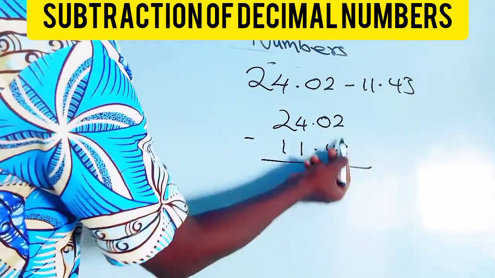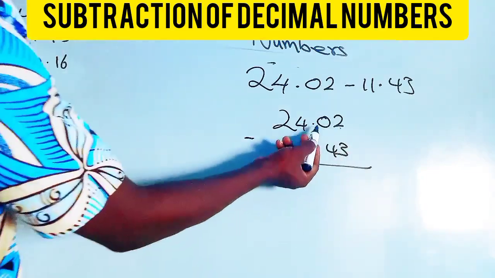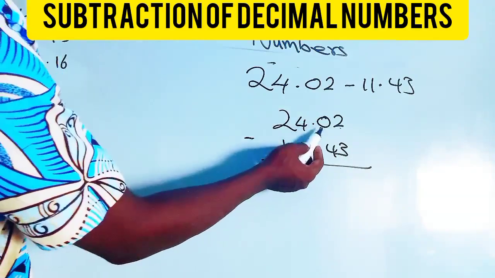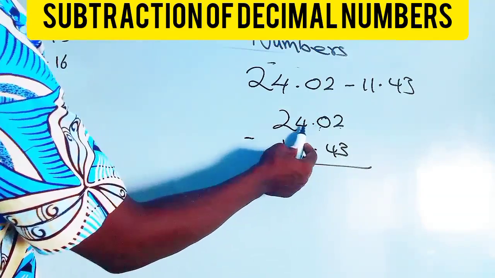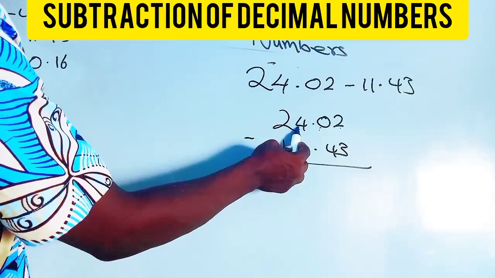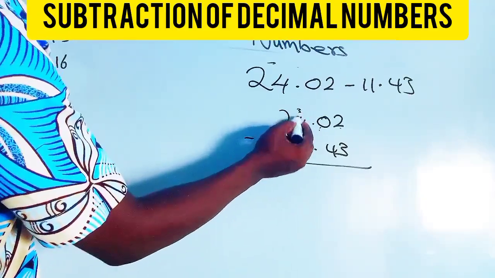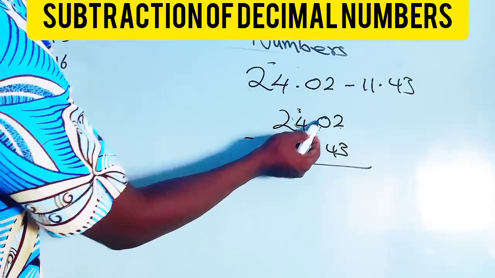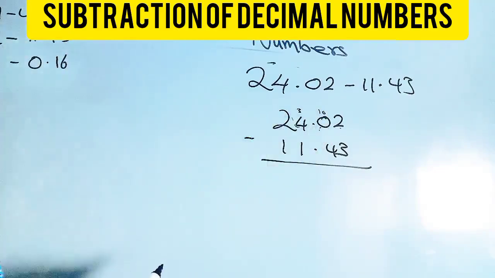We can subtract 3 from 2. What do we do? We have to borrow. Unfortunately, we don't have anything here to borrow. So we are going to borrow from this end. When you borrow 1 from here, it will be left with 3 here. So that one you are going to add to this 0. You'll be getting 10 over here.